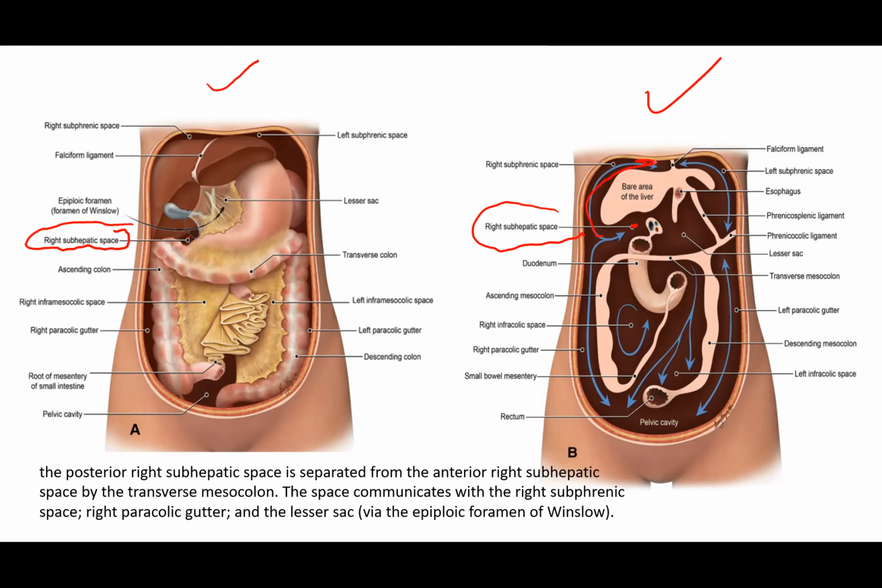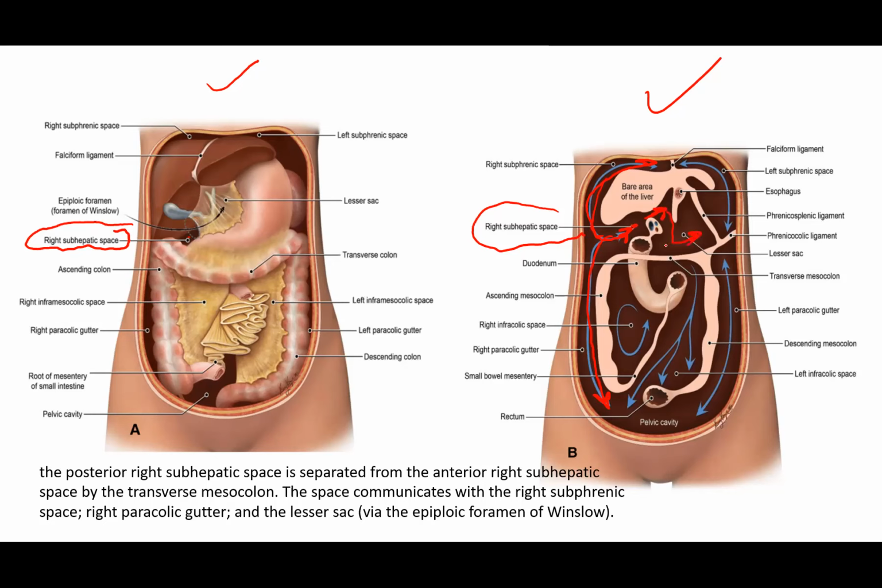So you can see a collection from the subdiaphragmatic space can trickle down to the Morrison's pouch. And it also connects to the right paracolic gutter. Okay, and even the lesser sac, because this is called the foramen Winslow, and you can see from here it can drain into the lesser sac and collect.